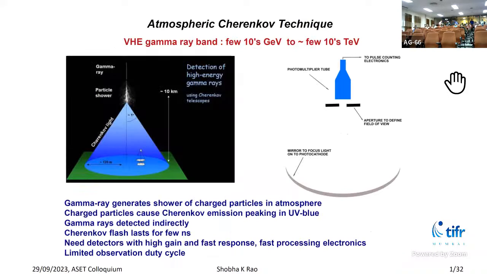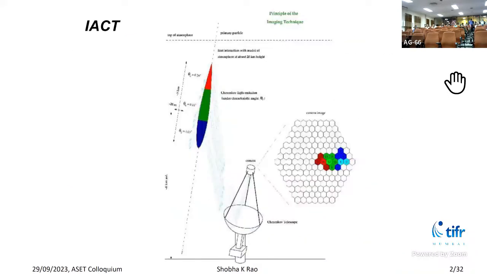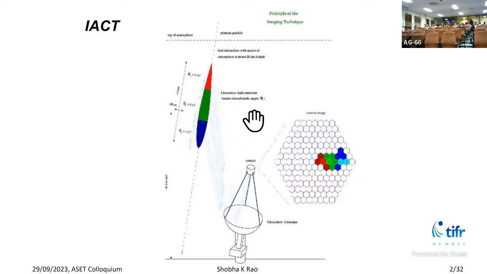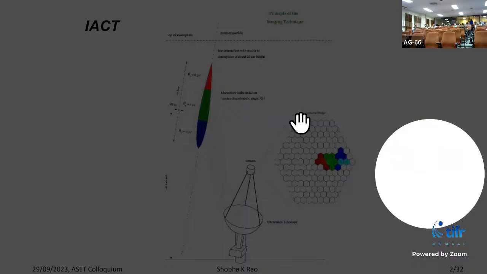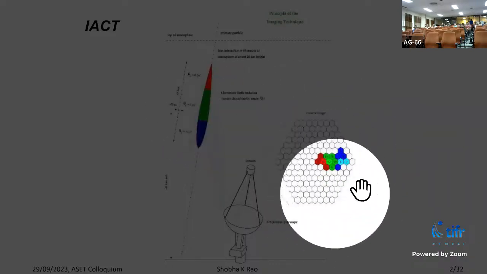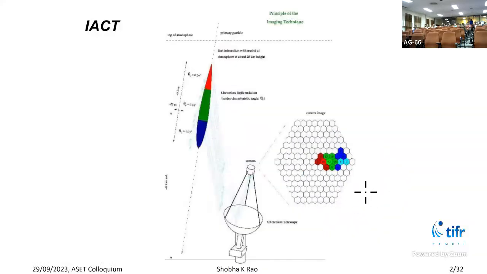Okay. So this figure basically shows the principle of IACT, that is imaging atmospheric Cherenkov telescope. So this is an air shower generated by an incident gamma ray, and then Cherenkov light from various regions of this air shower is focused into the different pixels in the camera in the focal plane. So we get an image of Cherenkov light from air showers. And by analyzing this image, one can get an estimate of the primary gamma ray energy as well as its arrival direction.